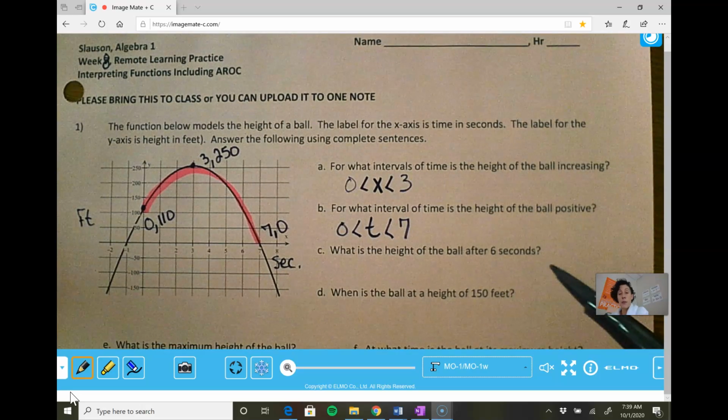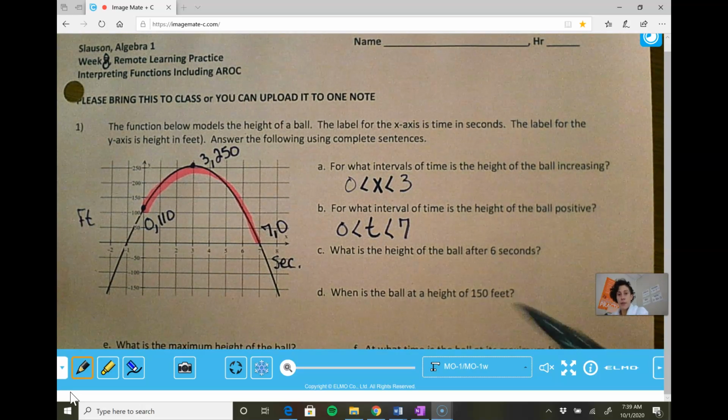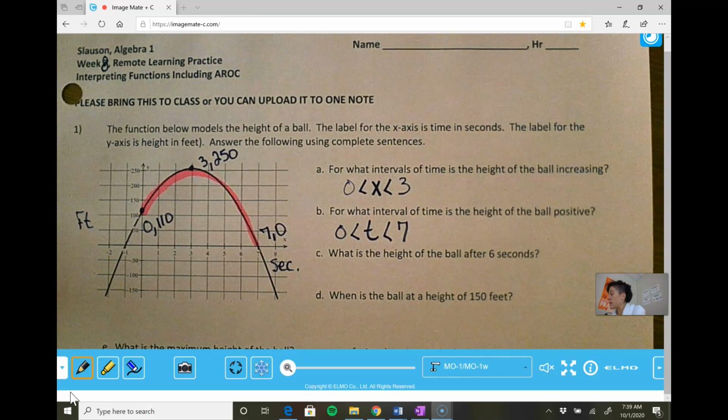I'm going to let you answer this one. And I'm going to let you answer this one. All right, so you're going to have to look at your graph to do those.